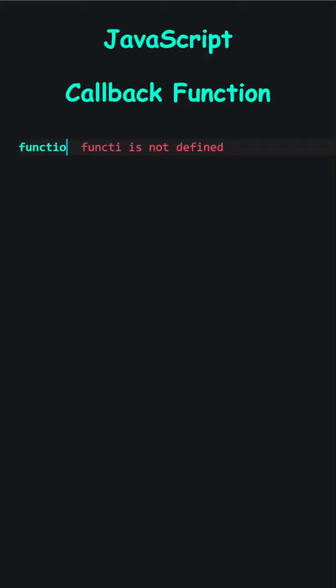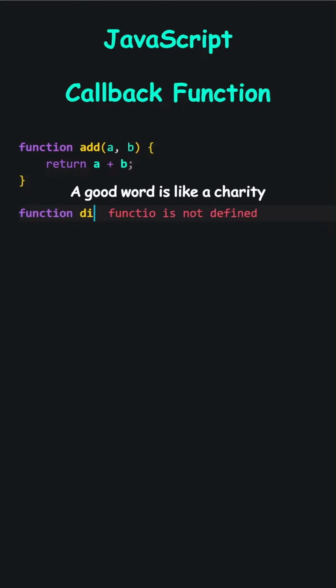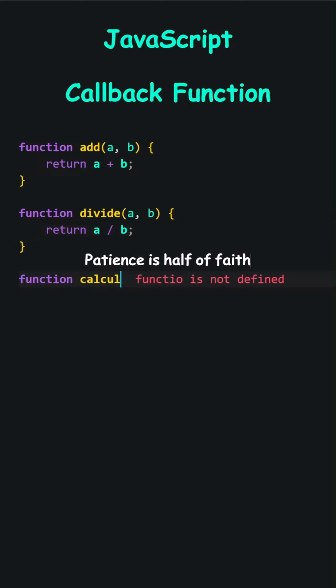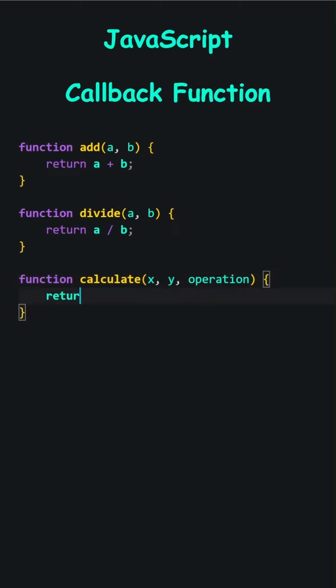JavaScript callback function. The function add takes A and B and returns their sum. And the divide function returns A divided by B. The calculate function accepts two numbers, x and y, and a function. When I call the calculate function, I am essentially invoking the function specified in the operation parameter.